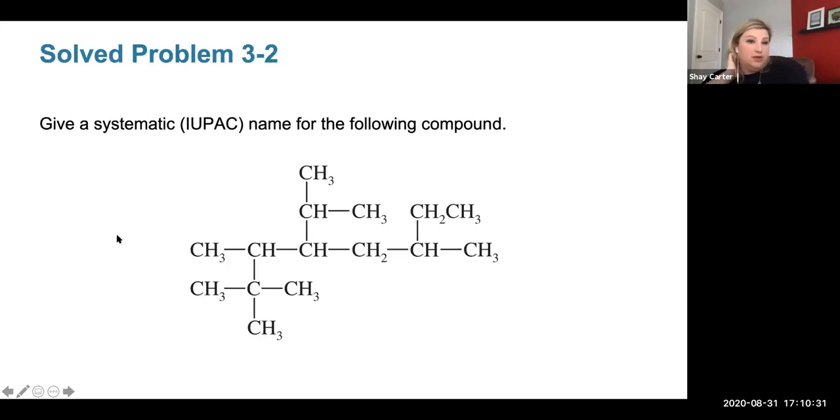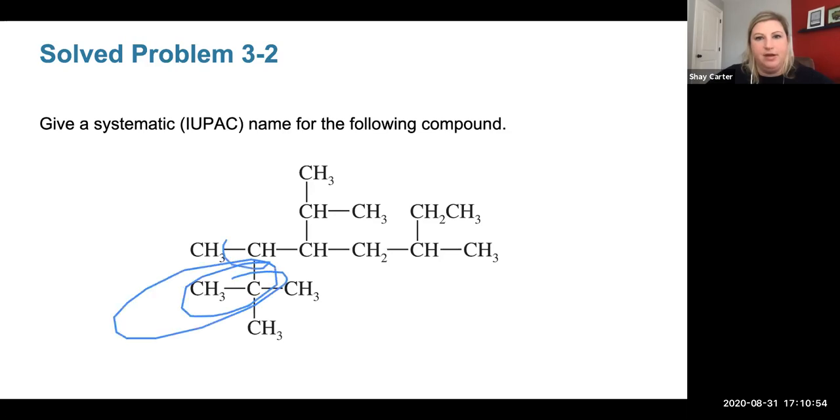Okay, so give the systematic name for the following compound. I am actually going to draw on this where you can see, okay, because we have a lot of options here as far as naming our parent chain. Okay, so let's start and see if we can figure out, oh, I lost my mouse. There it is.